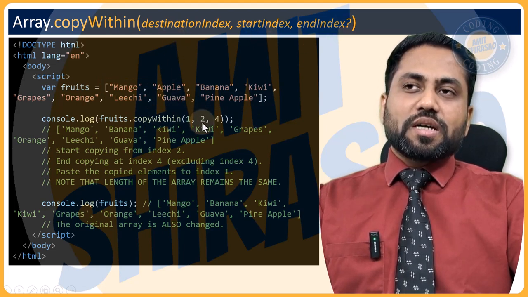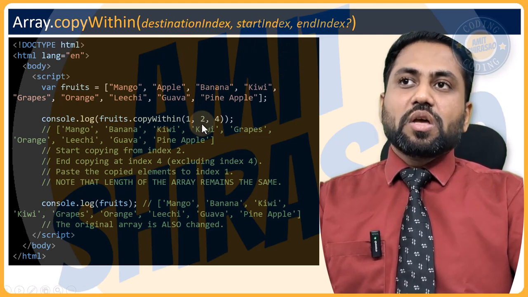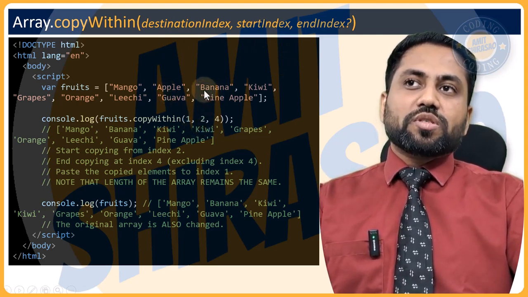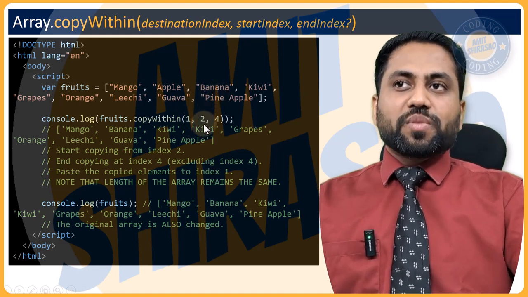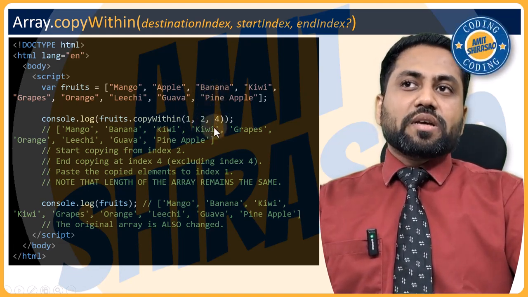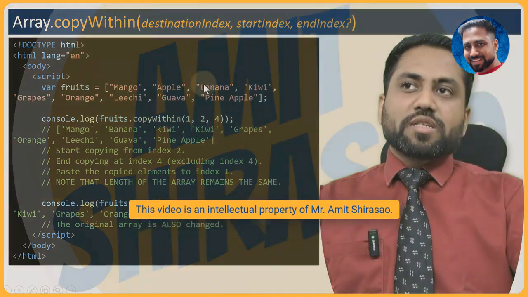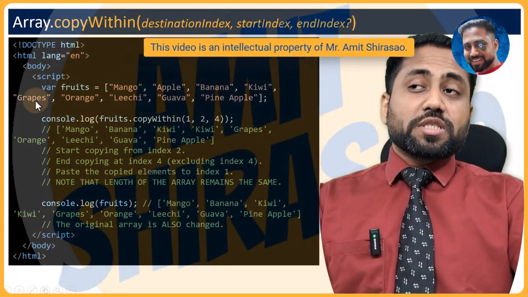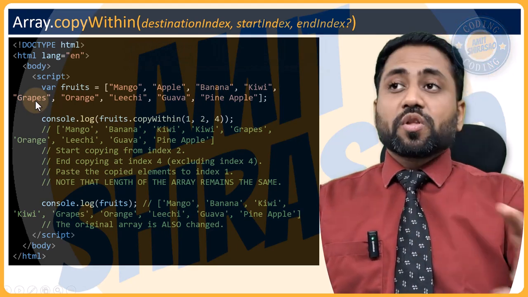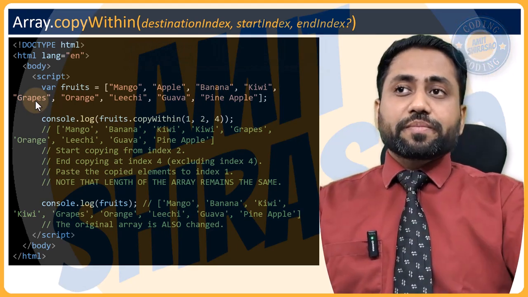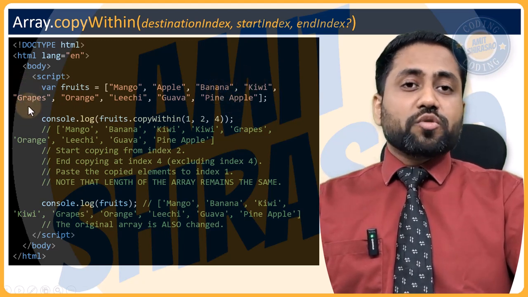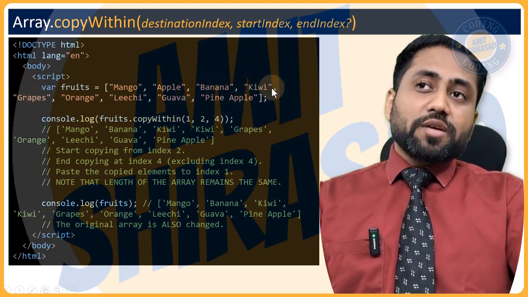So this is the start index, the second argument is the start index. So start from index 2. Which one is index 2? Index 2 is banana. Okay, so start from banana and end at index 4. Index 4 is what? 0, 1, 2, 3, 4. Okay, 4 is grapes, but here don't include the last index. So from banana, kiwi, grapes, don't include grapes. So it's only banana and kiwi.